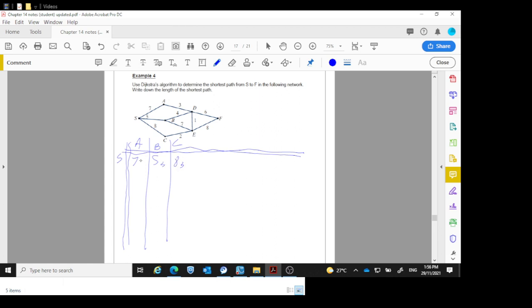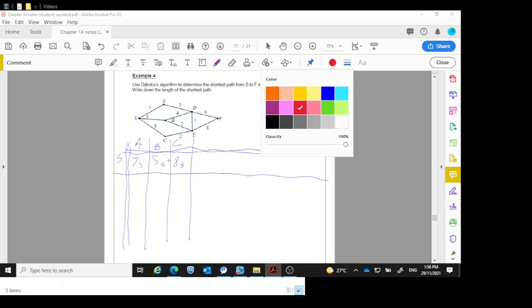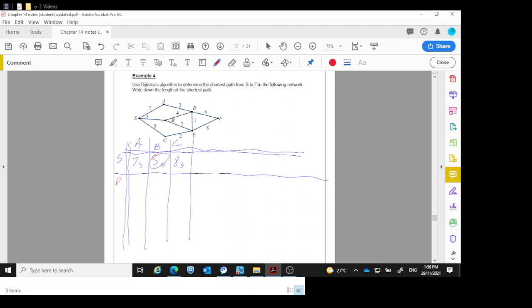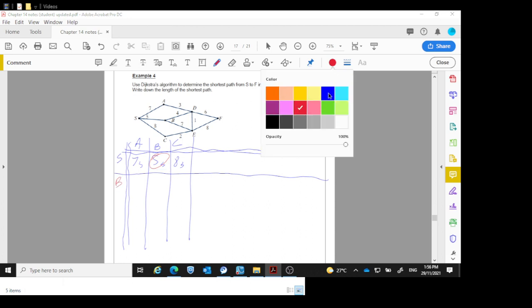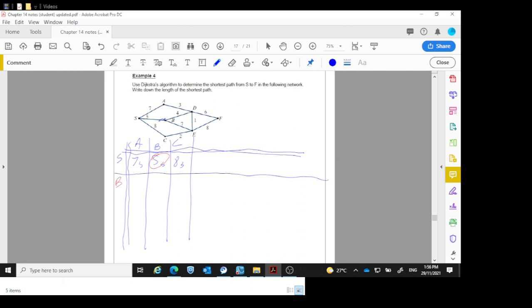And I'm going to put letter S because that's what they come from. And the smallest one is number 5. Okay, so I'm going to put the B there. Keep it. All right, now B connects to D and E. To D in 4. 4 plus 5. No, there's no D there. 4 plus 5 is 9. So 9 from letter B.